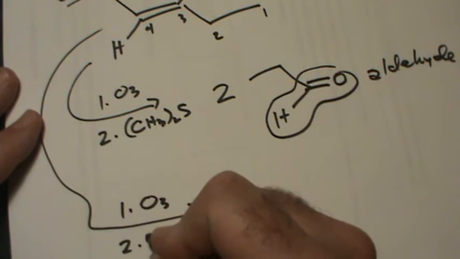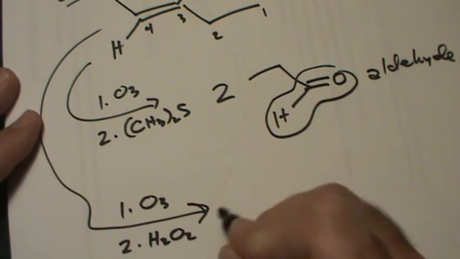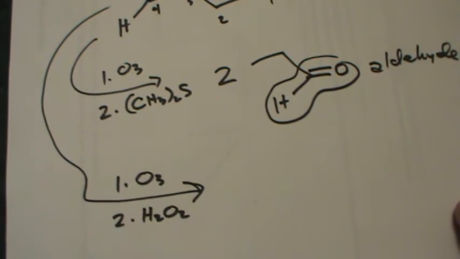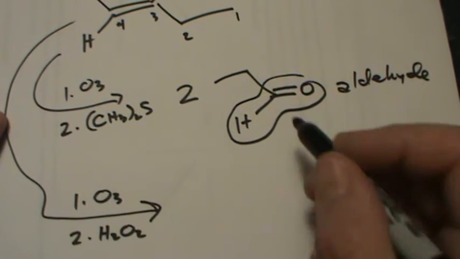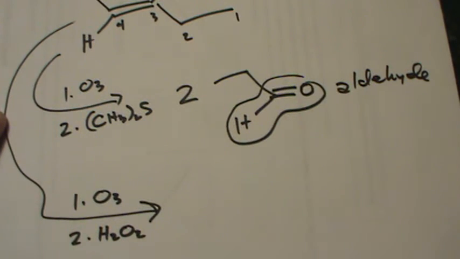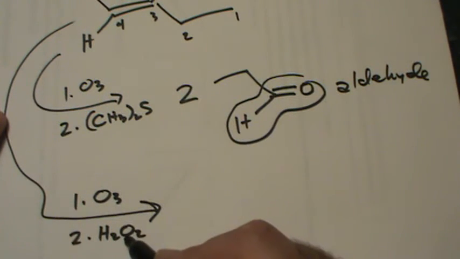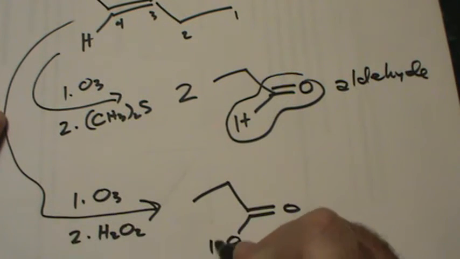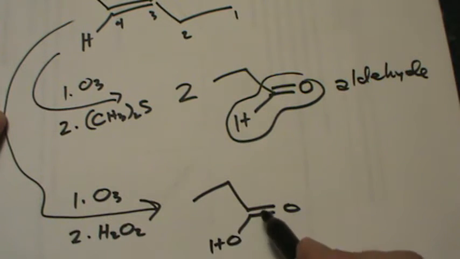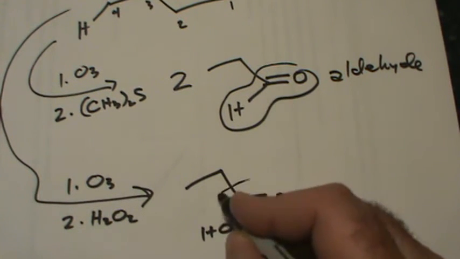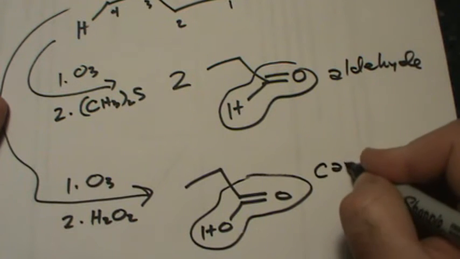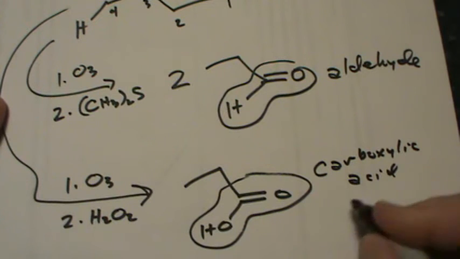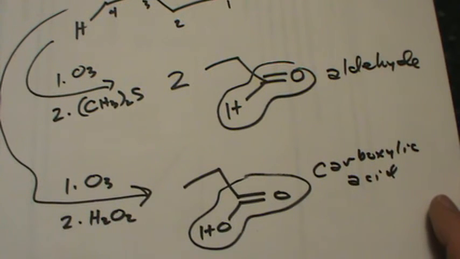The difference is, however, if I took this very same alkene and instead of treating it to reductive workup conditions, I treated it to oxidative workup conditions, which would mean hydrogen peroxide in my workup, then I would initially form this very same aldehyde, but the aldehyde would continue to oxidize under these conditions all the way to a carboxylic acid. A carboxylic acid, if you look at it carefully and compare it to the aldehyde, is just a more highly oxidized functional group.